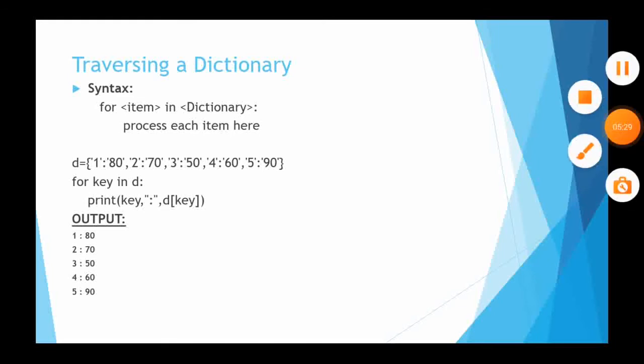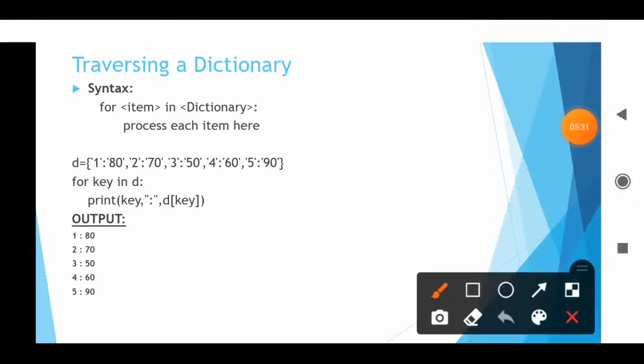Traversing a dictionary. You all know about traversing a string, traversing a list, traversing a tuple. The positive index values start from left to right, and the negative index values start from right to left, starting with the value -1.